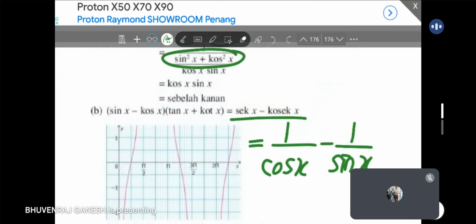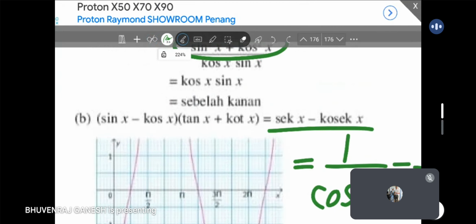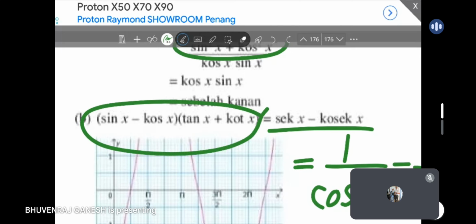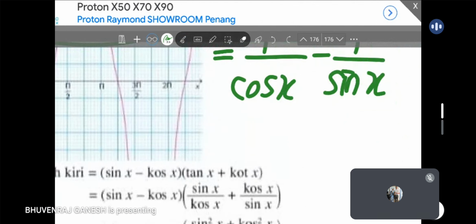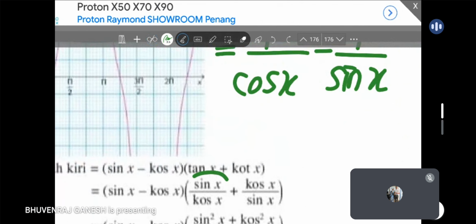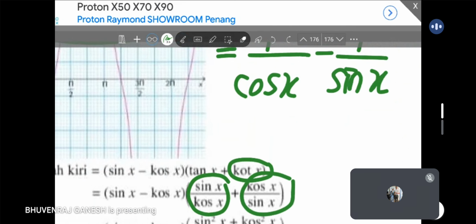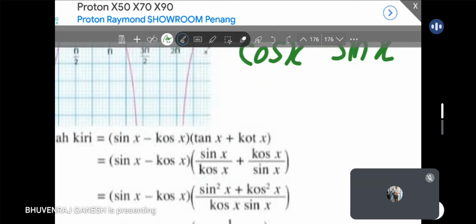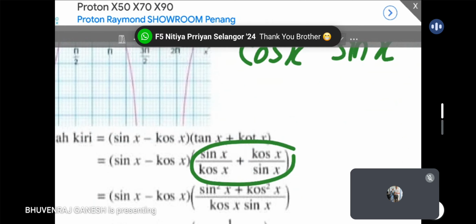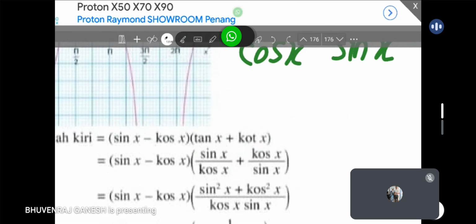Okay, so we focus on the proving part, guys. Bahagian buktikan. So this one, of course we are going to start from this side. Kita nak mula dari sisi yang lebih susah. So left hand side is of course harder. You're going to start from here, and same concept, tangent x, I use the identity sin x over cos x, and cotangent x, I use the identity cos x over sin x. Whenever you see two fractions in trigo, dua pecahan, always combine them to form a single fraction. Always this is the concept.